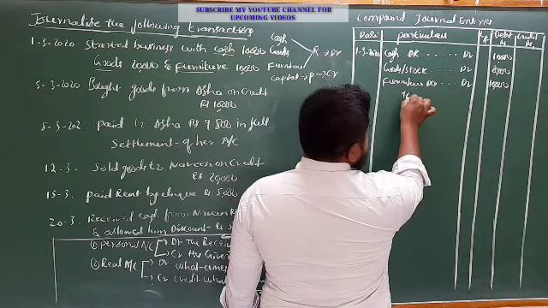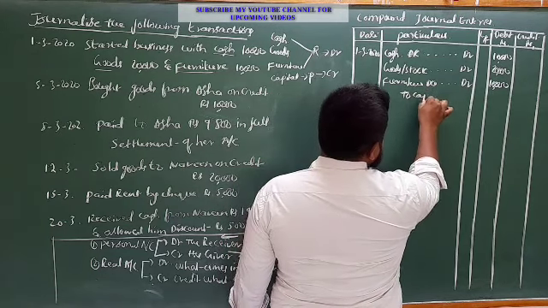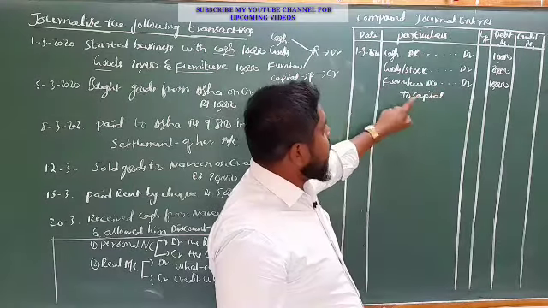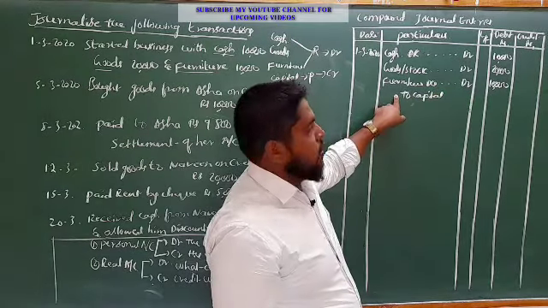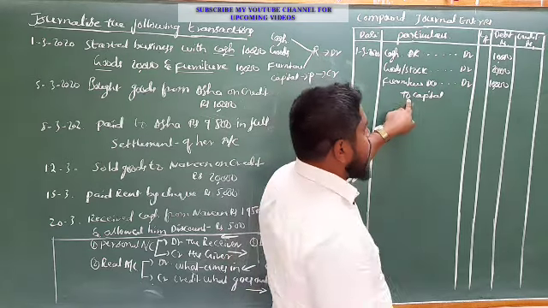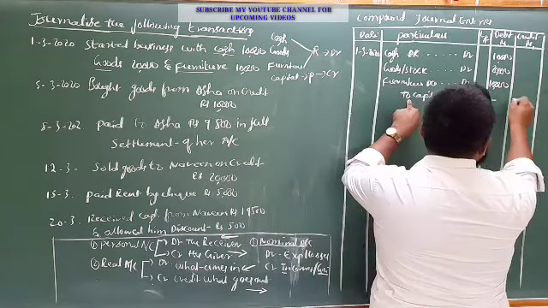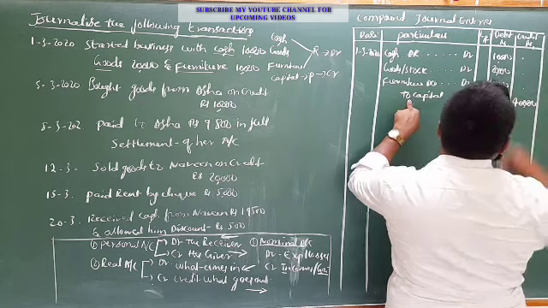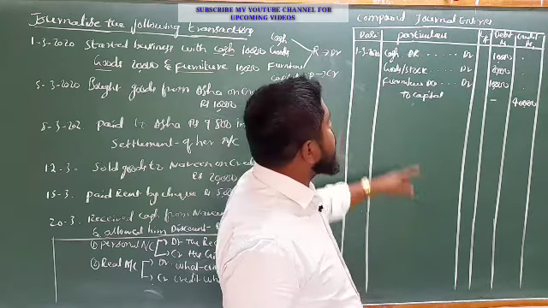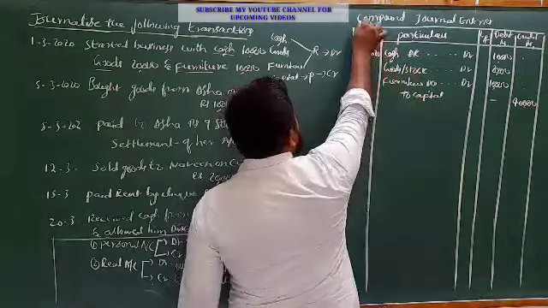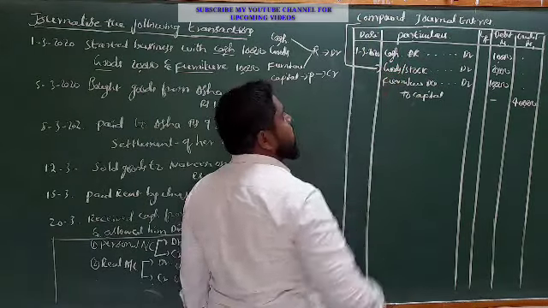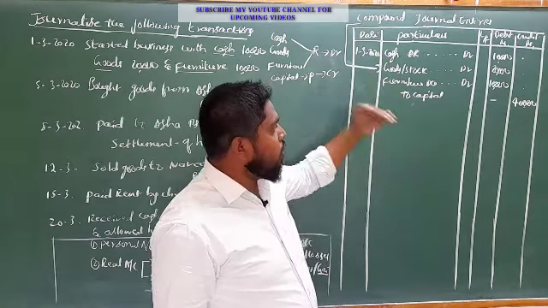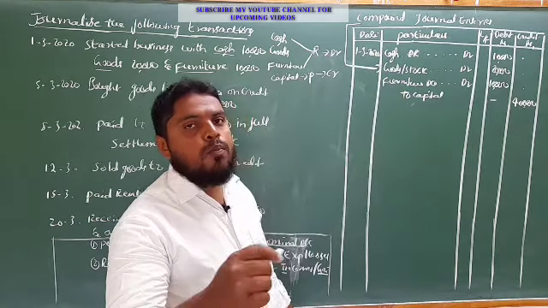So, to capital account. Capital is a credit item, so leave the space here. To capital account, so total he has invested 40,000. So this is called a compound entry. There are 3 accounts debited and 1 account credited. So this is a compound entry.